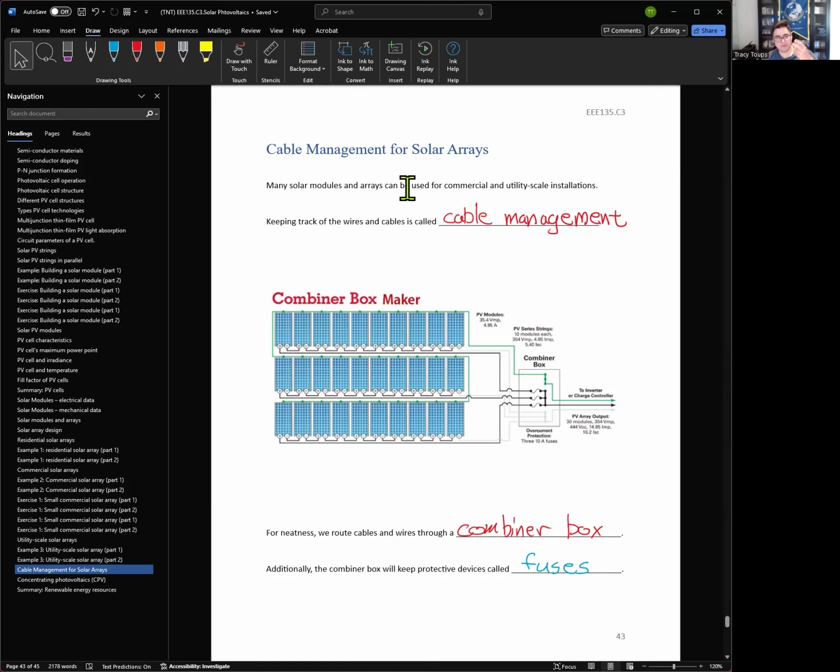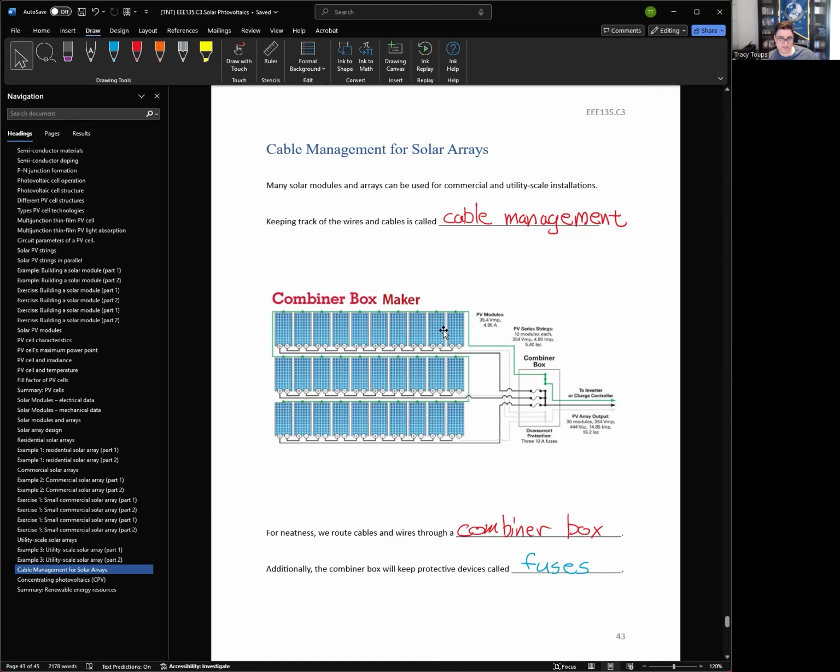We need to have some organized effort to keep track of wires and cables, and this is called cable management. The idea is you have a string of solar modules. They're typically in series. You're going to have a cable that comes out right here. This cable is going to go to a combiner box. So for neatness, we route all cables and wires through a combiner box. In here is kind of the node where we make the parallel connection.